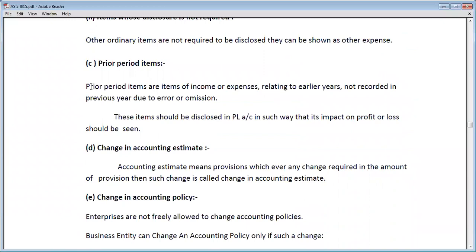Prior period items are the items of income or expenditure relating to earlier years not recorded in the previous year due to error and omission. These items should be disclosed in the P&L account in such a way that their impact on profit and loss can be seen. What happens if in a previous year you forgot to record any expense or income, or there is any error in recording it, then you can rectify that error and omission by disclosing that expense and income in this year's P&L.